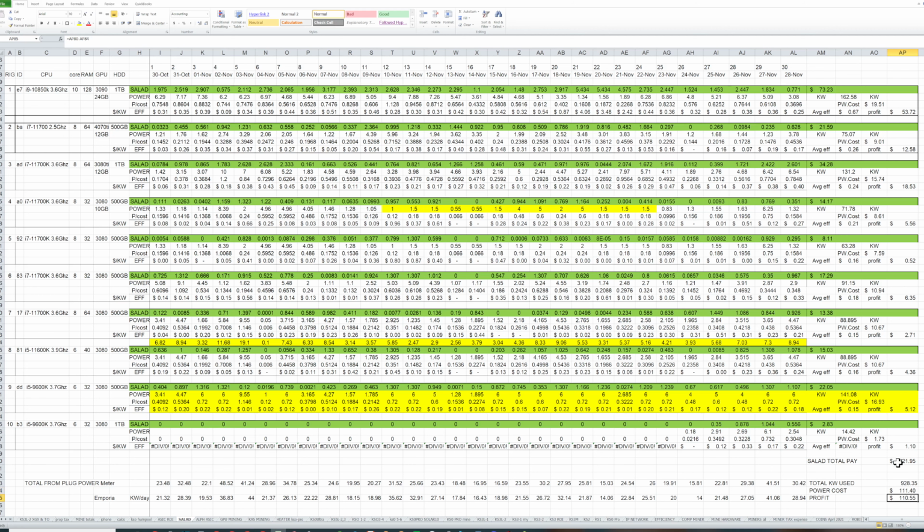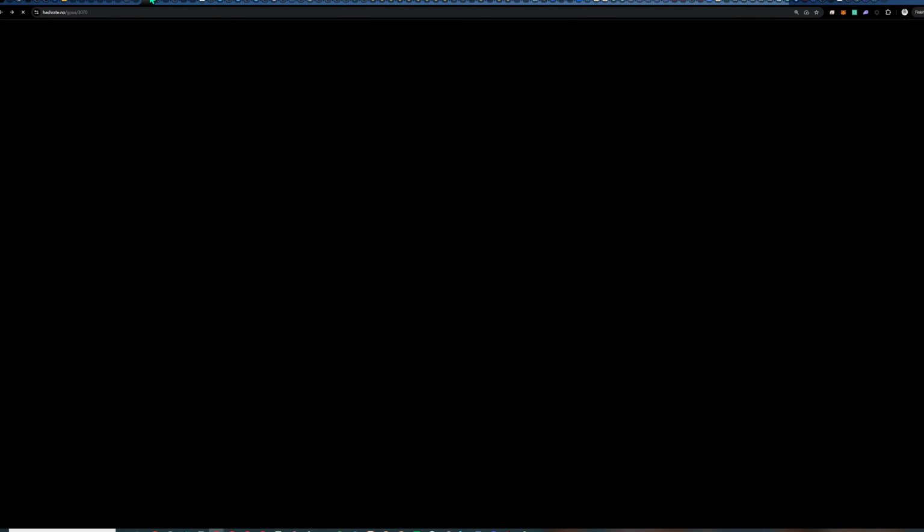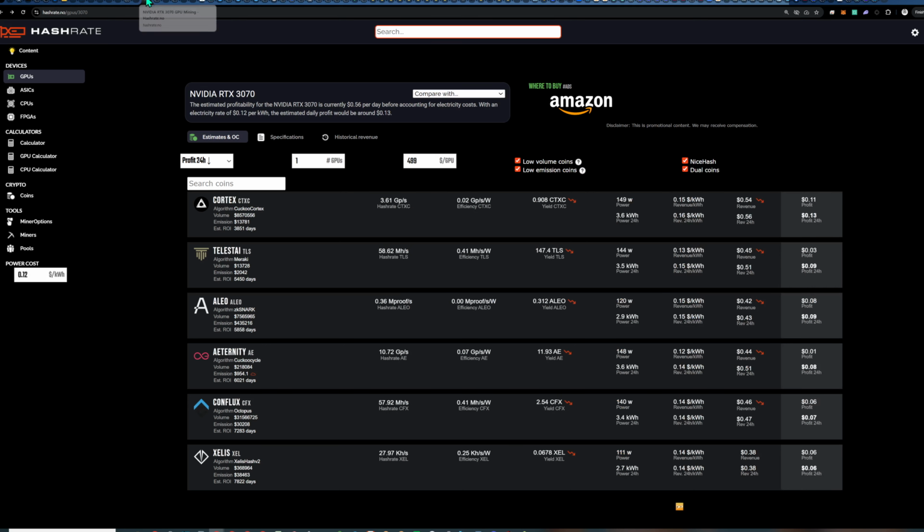So it's almost like halfway profitable, right? So if we compare that, let's compare the 3090, I mean 3090 and 3080 Ti, the two most profitable, right? So let's see what we can do with them on hashrate.no.